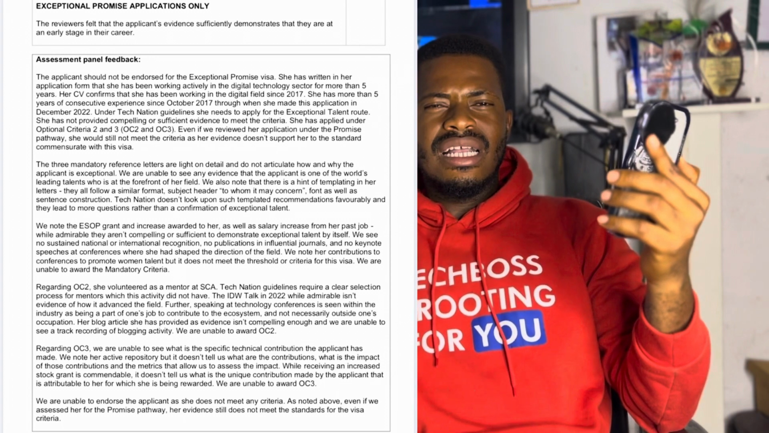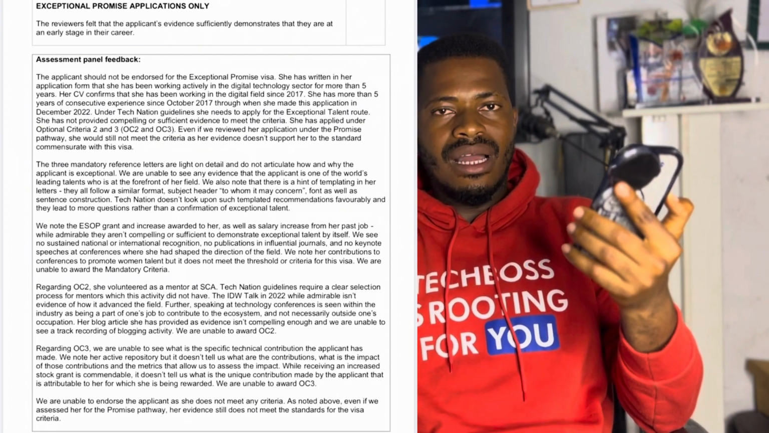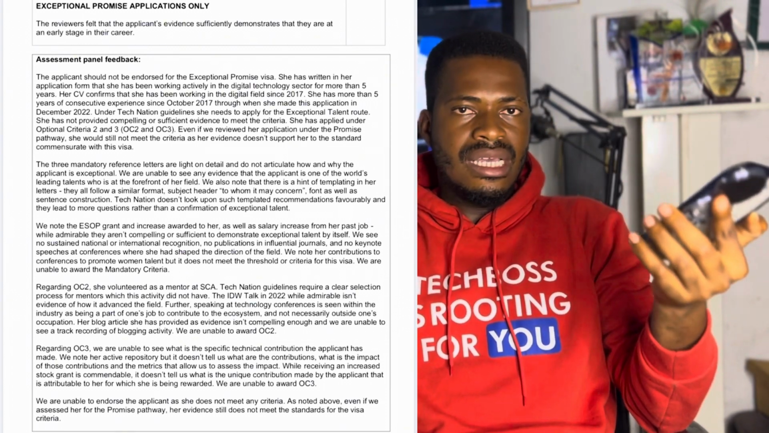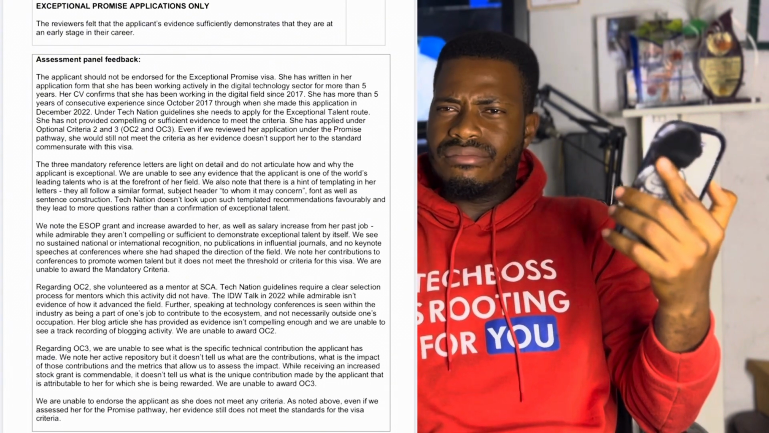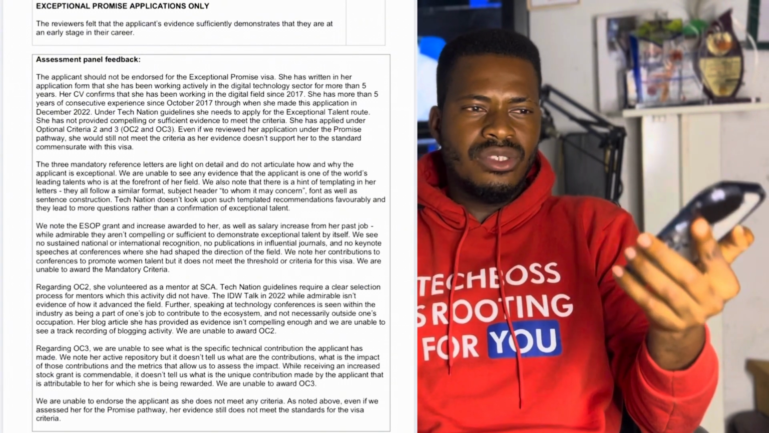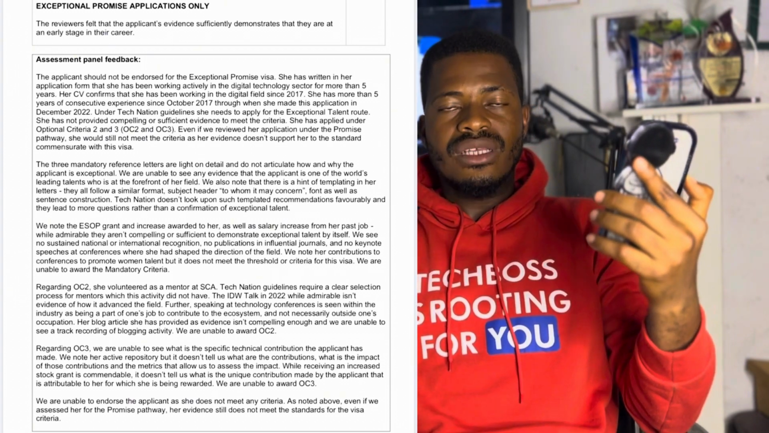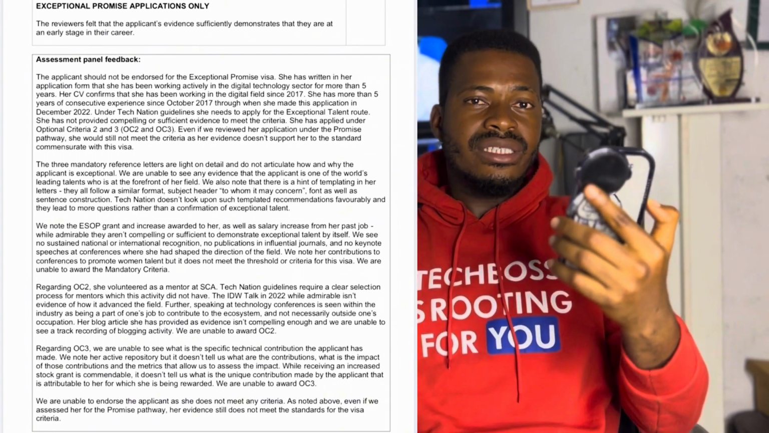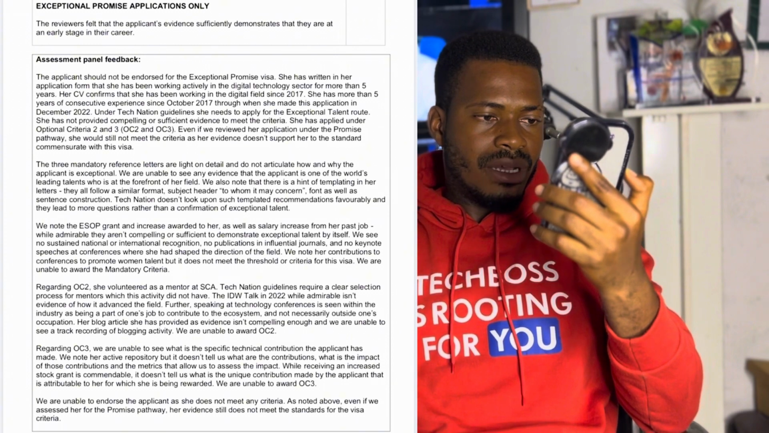So from what I see, they reviewed her for the exceptional talent, and they saw that there were no sustained awards, no sustained speaking engagements, and the rest, which is a very important spectrum in the Technician application, right? So to the next paragraph.